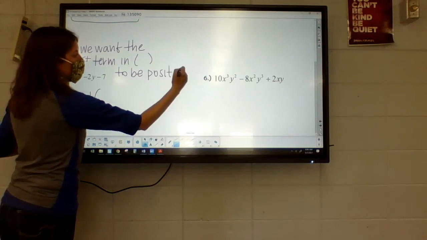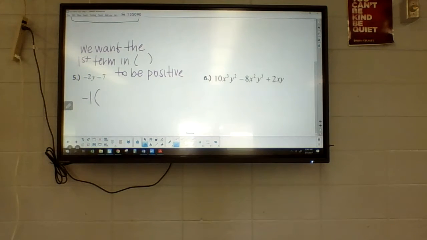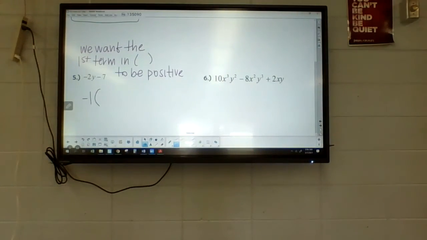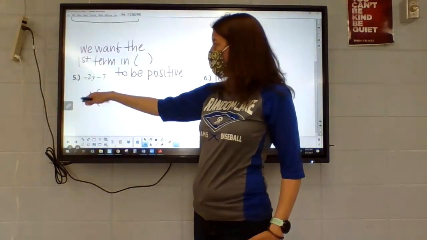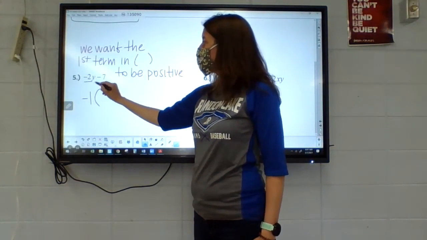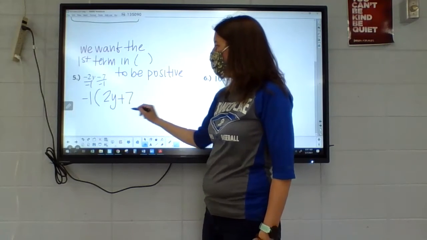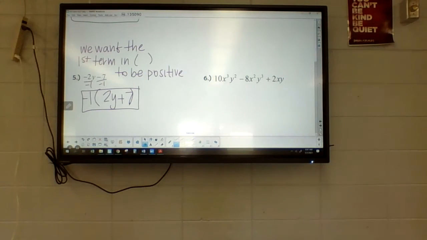I'm just writing this down if you want to include it in your notes. We really want the first term in the parentheses to be positive. I haven't mentioned that before, but it's going to be helpful down the road. So I am going to pull out that negative 1. Now just divide each of these by negative 1. They both become positive. It probably seems very useless, but it ends up being something we use later on.